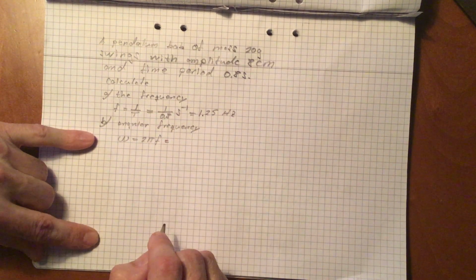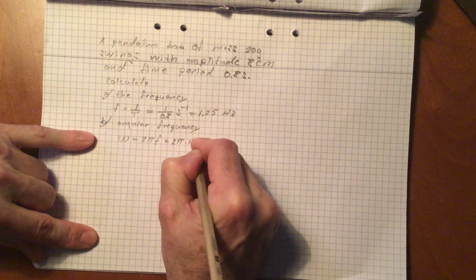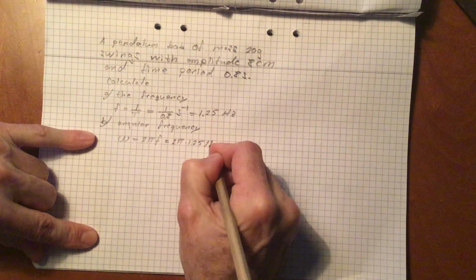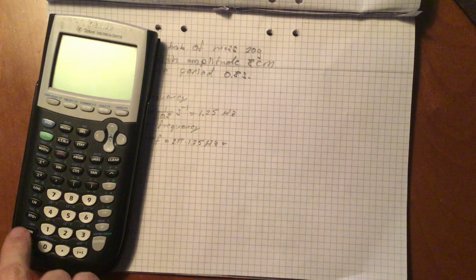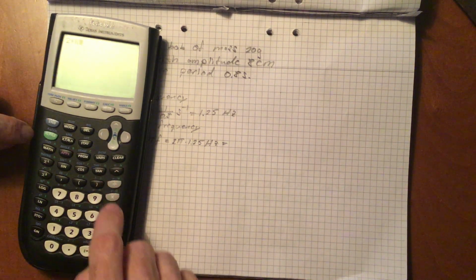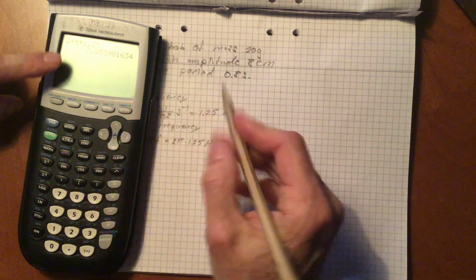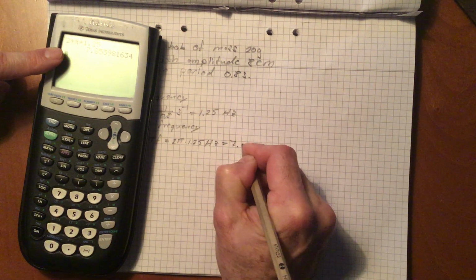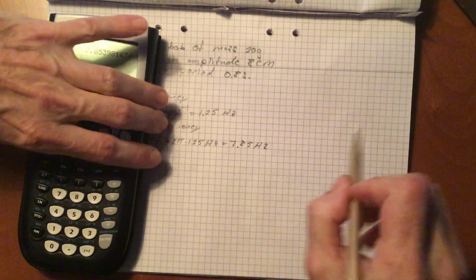So in this case, it's 2 times pi times 1.25 hertz. If I would like to calculate it, and I would like to, I use my calculator. So 2 times pi times 1.25. And I have to round it off now. It's 7.85, not hertz.